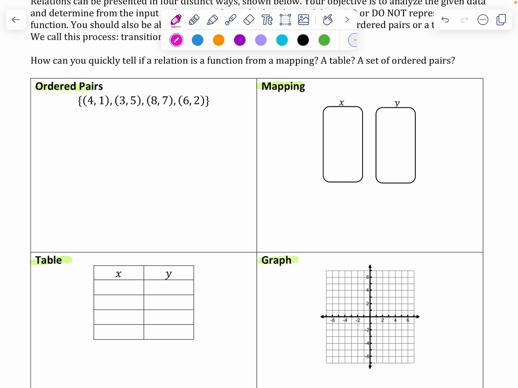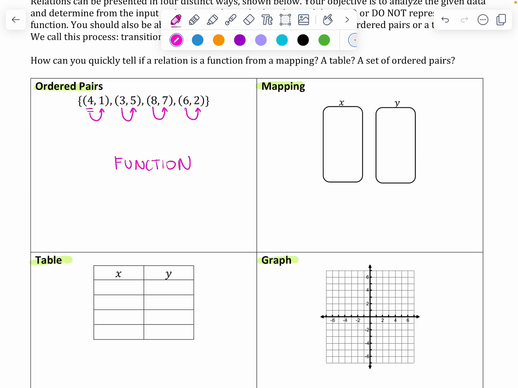All right, so let's look at this one. Ordered pairs. In an ordered pair, that's the input, that's the output. Makes sense, right? Like 4 goes into the machine, 3 and 1 comes out. 3 goes in, 5 goes out, 8 goes in, 7 goes out, 6 and 2. So far, that to me looks like I have no evidence that the machine is broken. Everything is predictable. Right now, all I know is that 4 goes in, 1 goes out. I don't have any evidence that if you put 4 in again, it's going to give you something different. So right now, I'm going to say this is a function just based on the ordered pairs, okay?